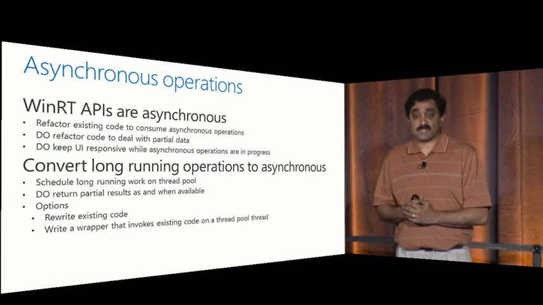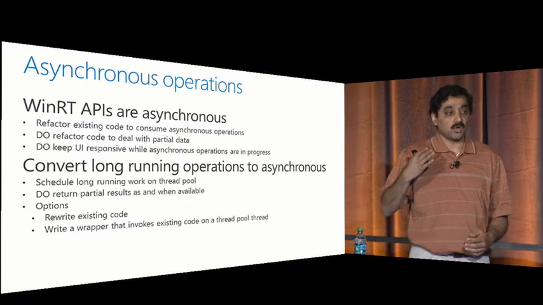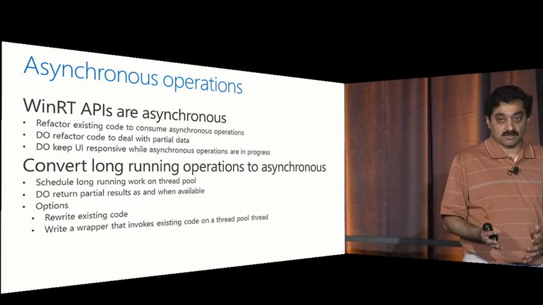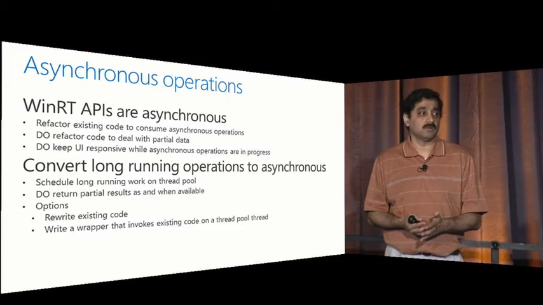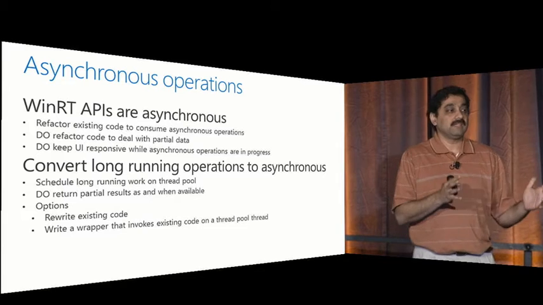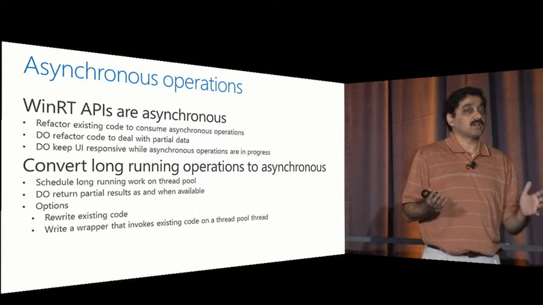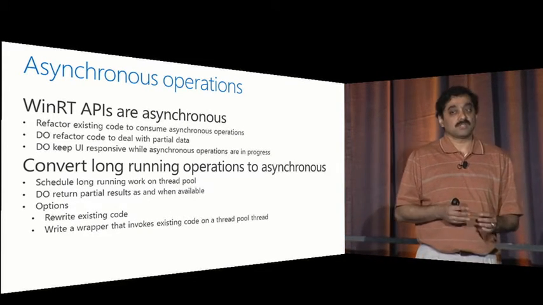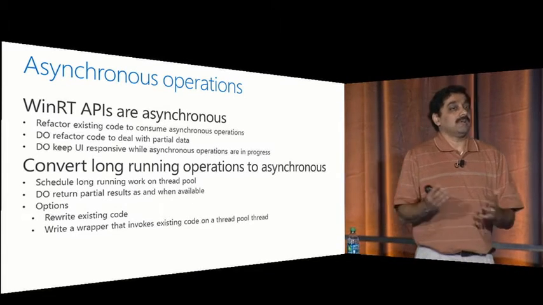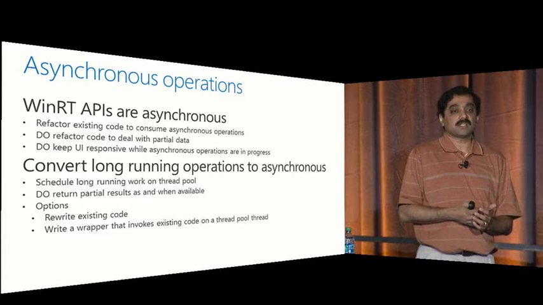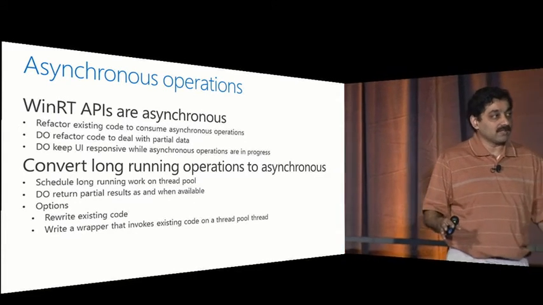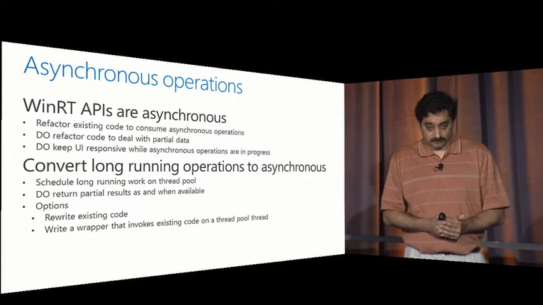The other side of this is, let's say in your own logic, you have some long-running operations. When you port it to Metro, you really want to keep the UI responsive. You want to make these long-running operations asynchronous. So this is the other side, your own code. Try to make this asynchronous. If you already have your app factored in such a way that when your long-running operations are running, you're still responsive, I think it's going to be easy for you to move.